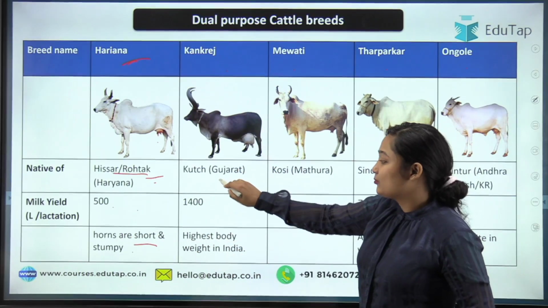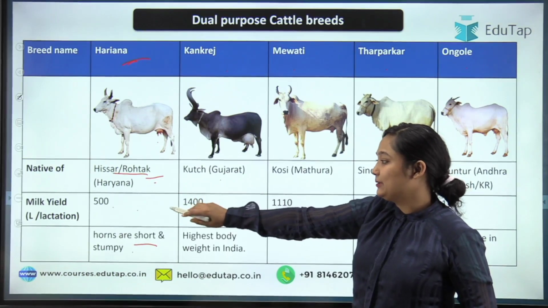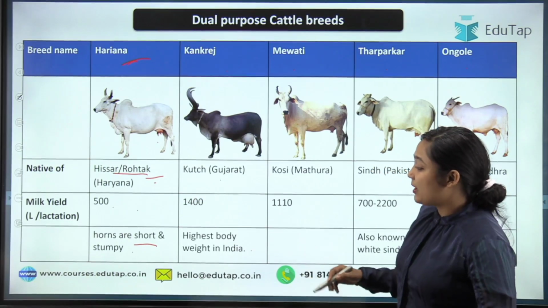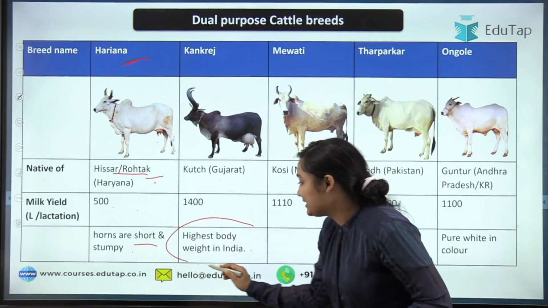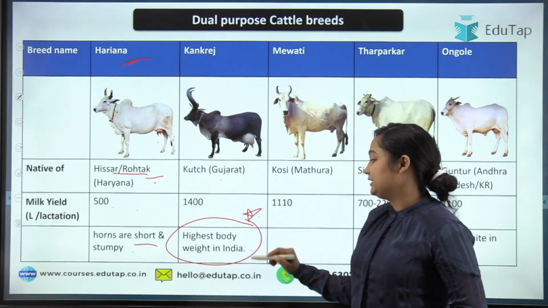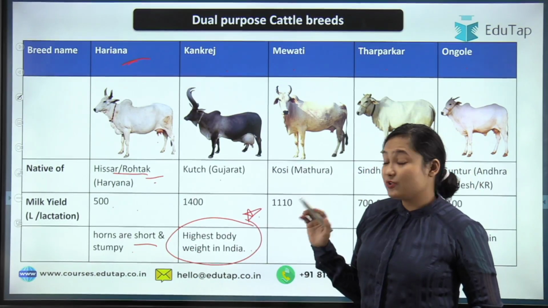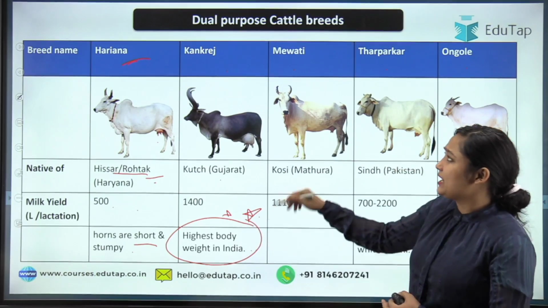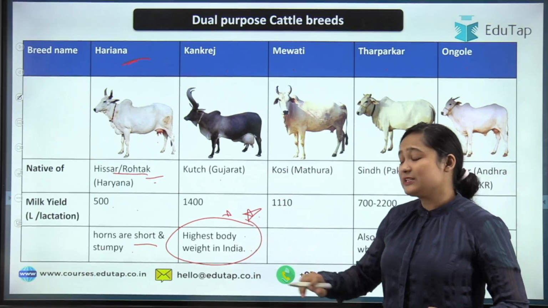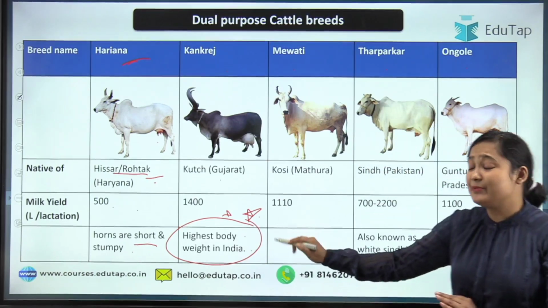Now Kankrej comes from Gujarat, 1400 liter milk capacity per lactation is there. The point you should remember is that the highest body weight in India is of the Kankrej. So this point again, a direct question can be asked. Which of the following draught breeds has the highest body weight in India? Direct question. So remember this point.